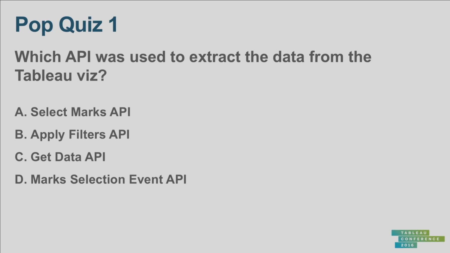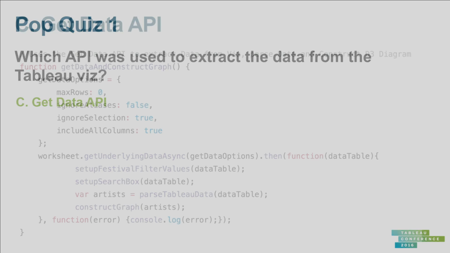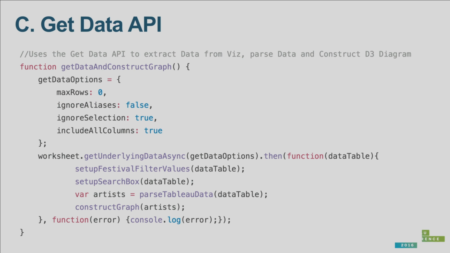How many people think it's A? No? OK, B? What about C? Wow, OK. Seems like all of you have selected C. Any takers for D? Any brave minds for D? OK. So you guys did really well, and it's the right answer. OK, let's take a look at some source code and see how we can use the Get Data API to extract the data.